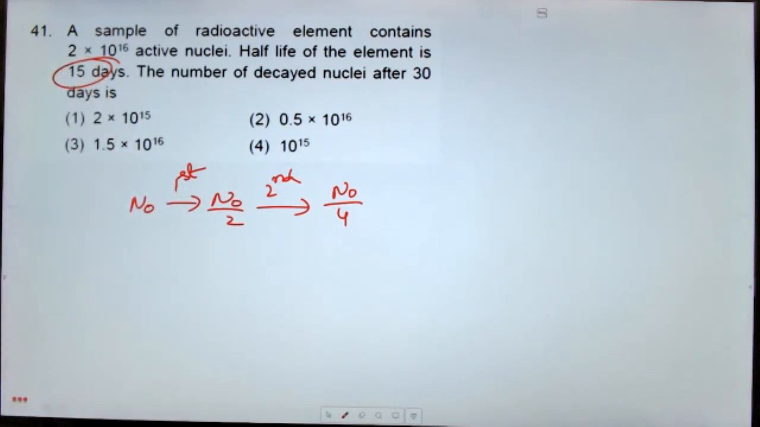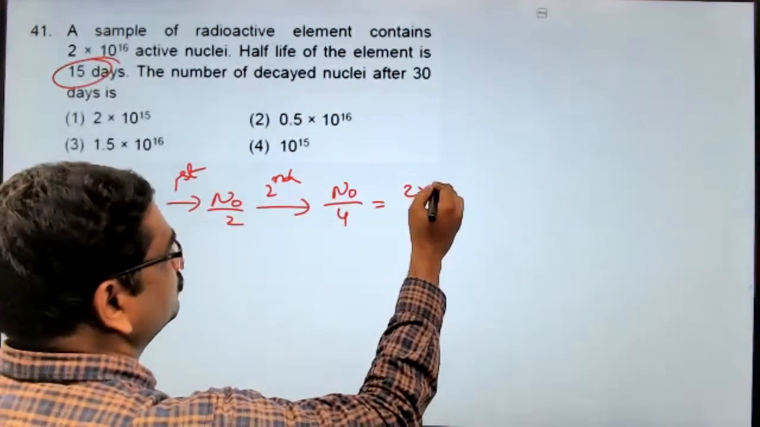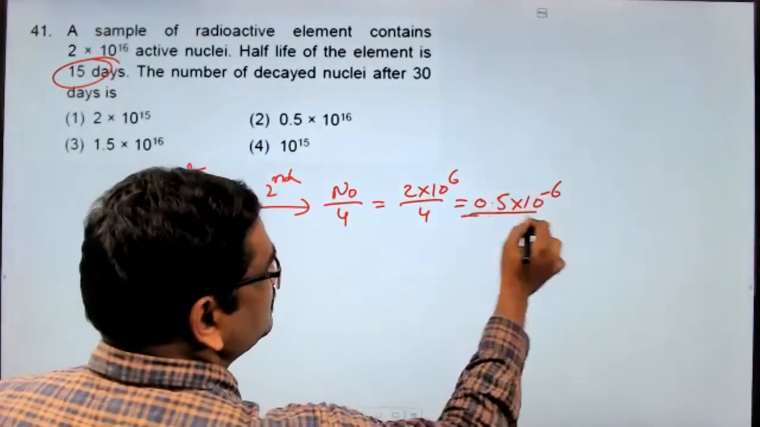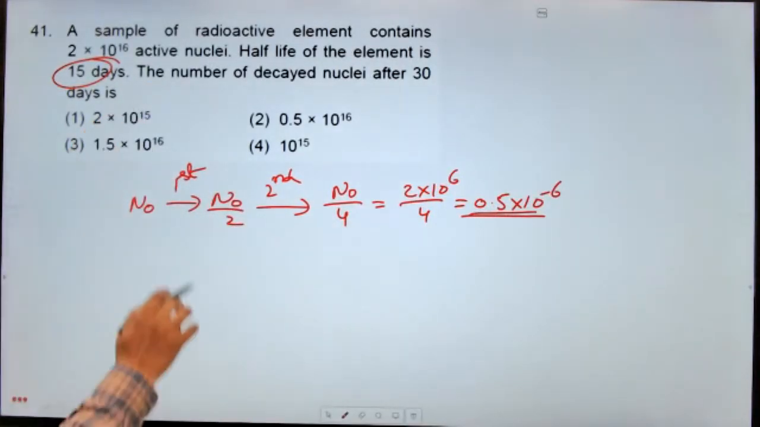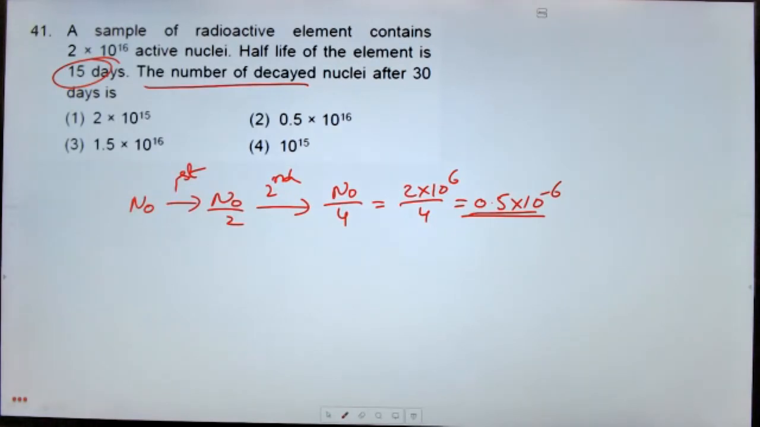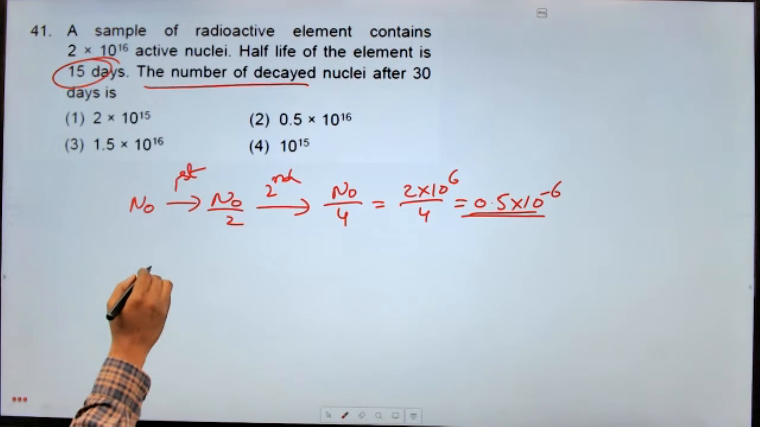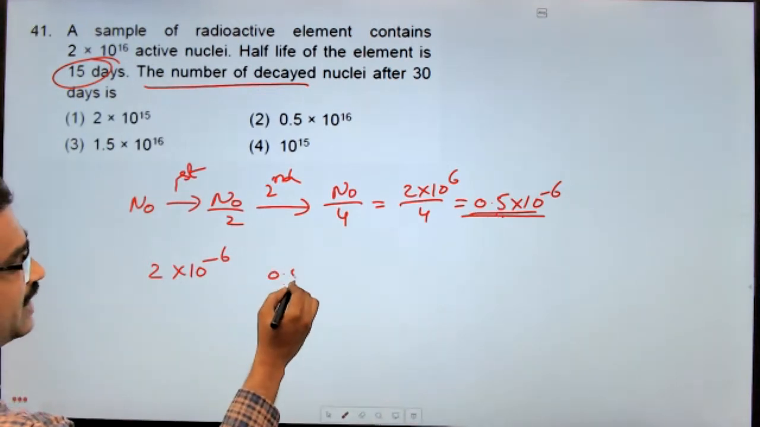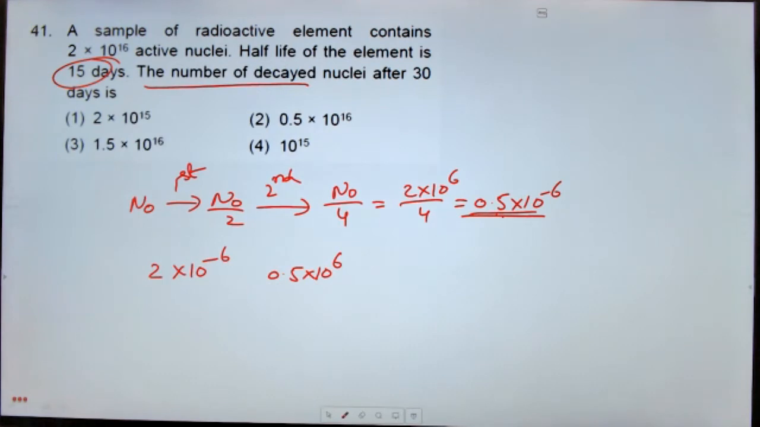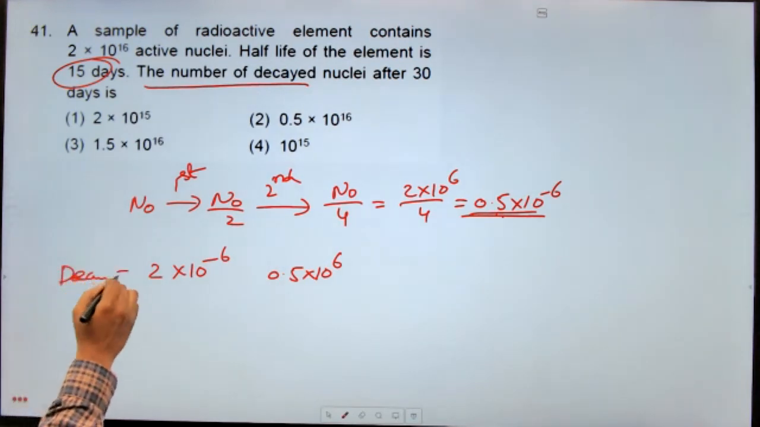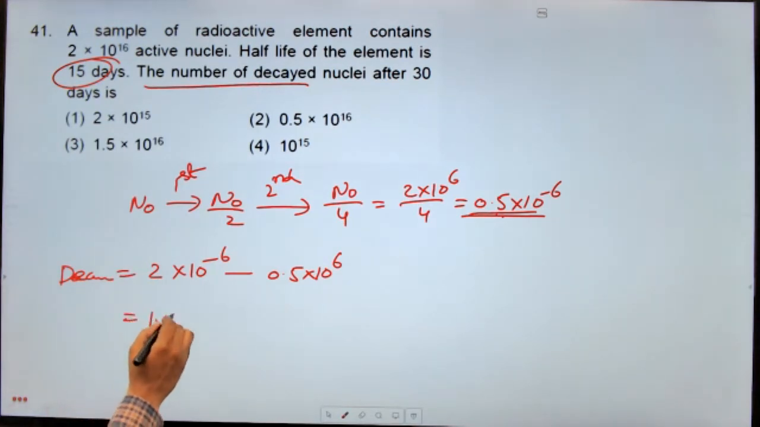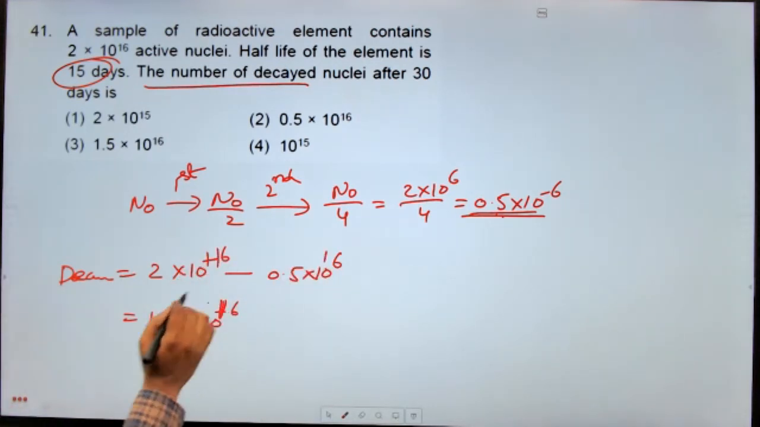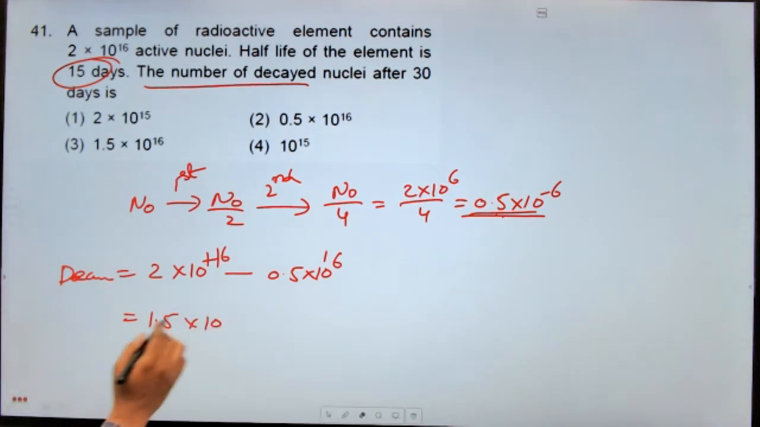So how many nuclei are there? 2 into 10 power 16 by 4. That means 0.5 into 10 power 16 remaining. But he is asking about the number of nuclei decayed. What is the initial number? 2 into 10 power 16. How many remaining? 0.5 into 10 power 16. Decayed means the difference between these two, that equals 1.5 into 10 power 16.